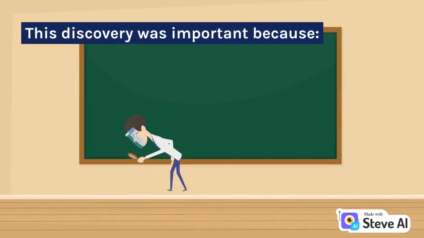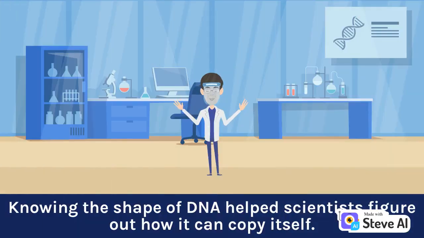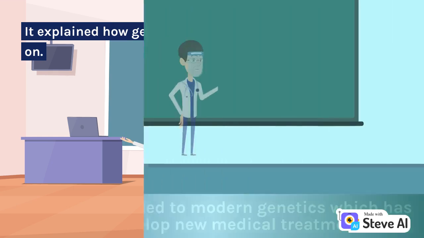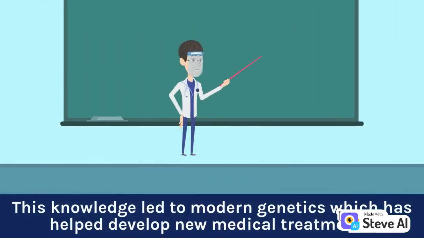This discovery was important because knowing the shape of DNA helped scientists figure out how it can copy itself. It explained how genetic information is stored and passed on. This knowledge led to modern genetics, which has helped develop new medical treatments.